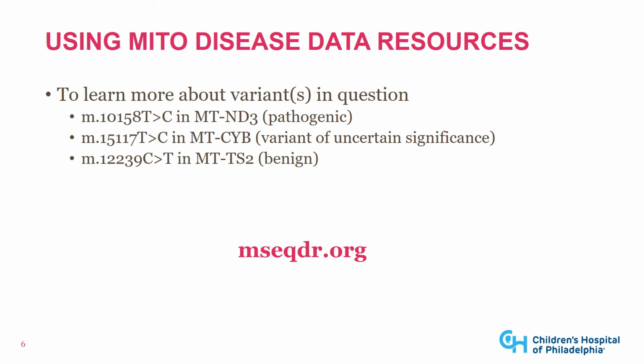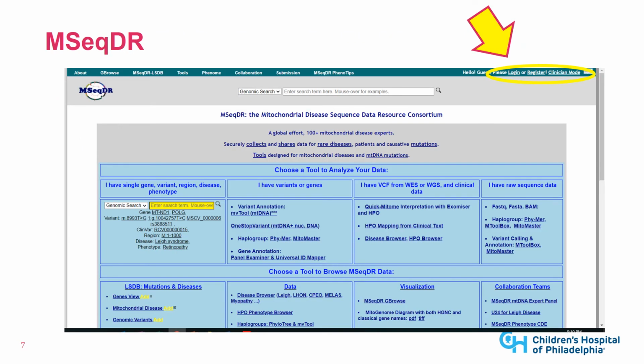So now if we're going back to our scenario number 1, where we have a mitochondrial DNA variant that's been reported in our patient, where can we go to gather more information about the variant? So I have here 3 example variants. The first is a known pathogenic variant, has been seen in many people that have primary mitochondrial disease. The second is a variant of uncertain significance, and the third is a variant. Then the tool we're going to use to learn more about these variants is MSeqDR.